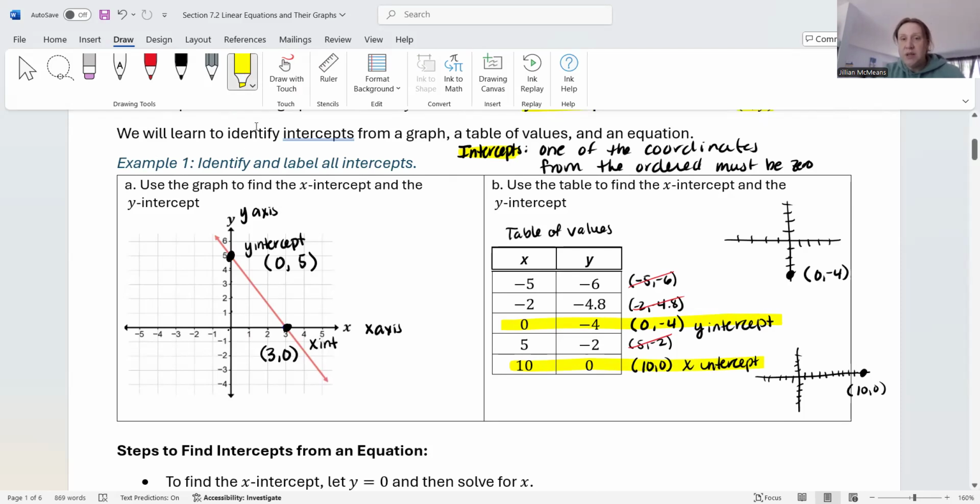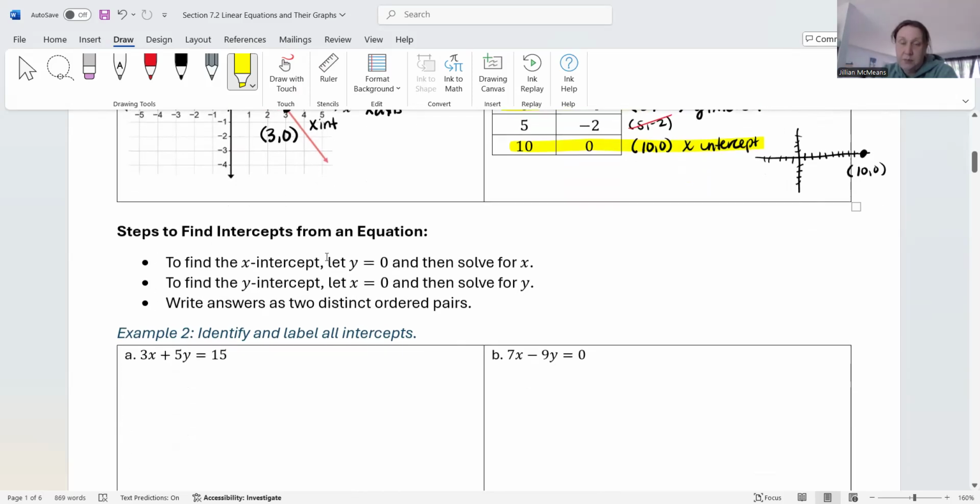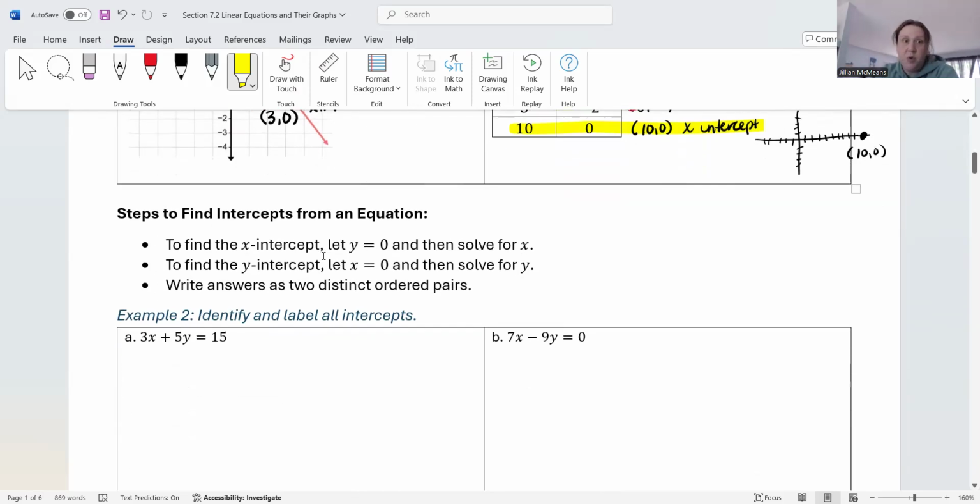Okay, now what's a little teeny, and I mean teeny tiny bit more difficult, is when you have just an equation. If you have a table of values or you have a graph, it's pretty easy to spot those intercepts. You're just looking for points on the x or y axis, or you're looking for ordered pairs that have a 0 coordinate somewhere. When you're looking at an equation, you have to do a little more work, okay? This is not difficult. You just have to do a little bit more work.